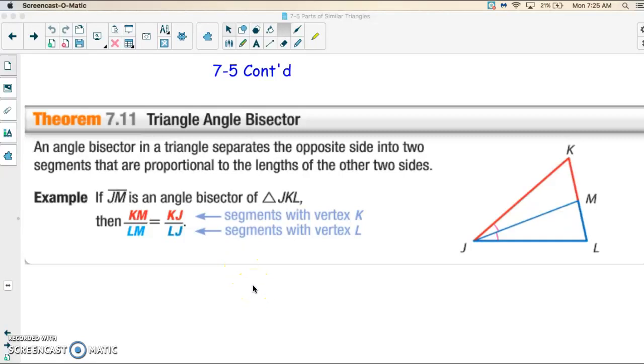Hello geometry students, I'm going to make a quick video here over 7.5 part 2. This is over the triangle angle bisector, those parts.